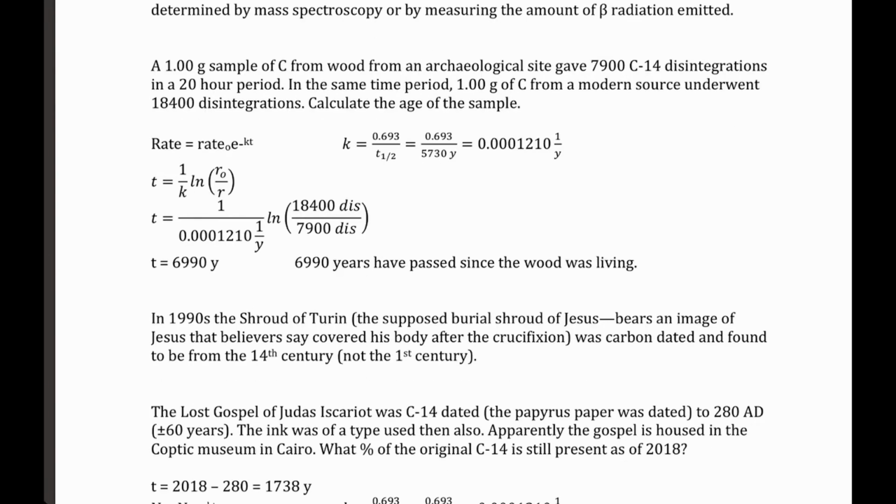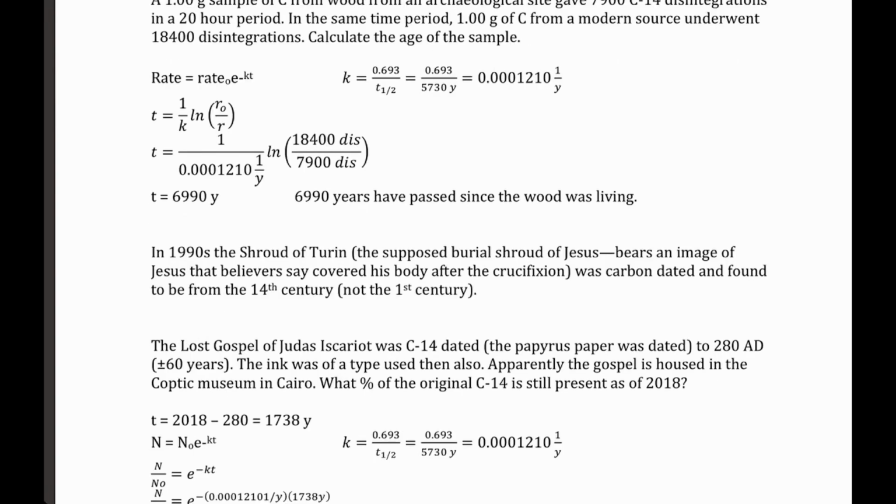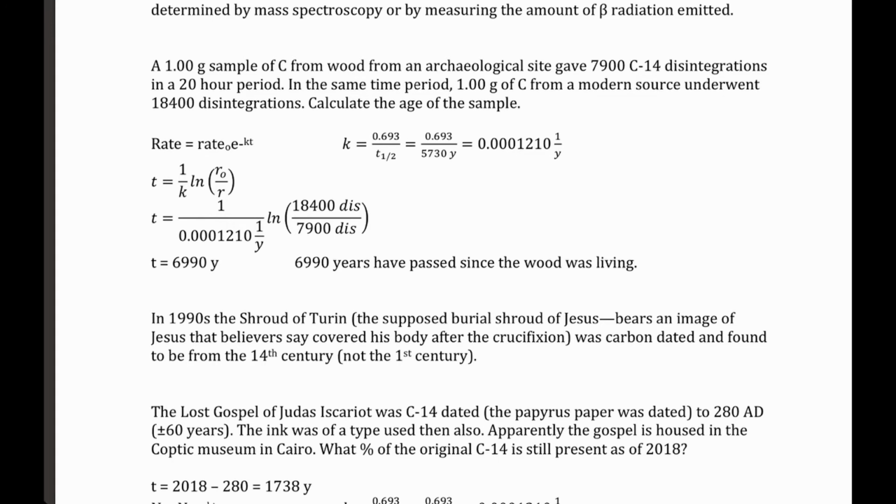So here we have a problem. A 1.00 gram sample of carbon from wood from an archaeological site gave 7,900 C14 disintegrations in a 20-hour period. In the same period, 1.00 grams of carbon from a modern source underwent 18,400 disintegrations. Calculate the age of the sample.